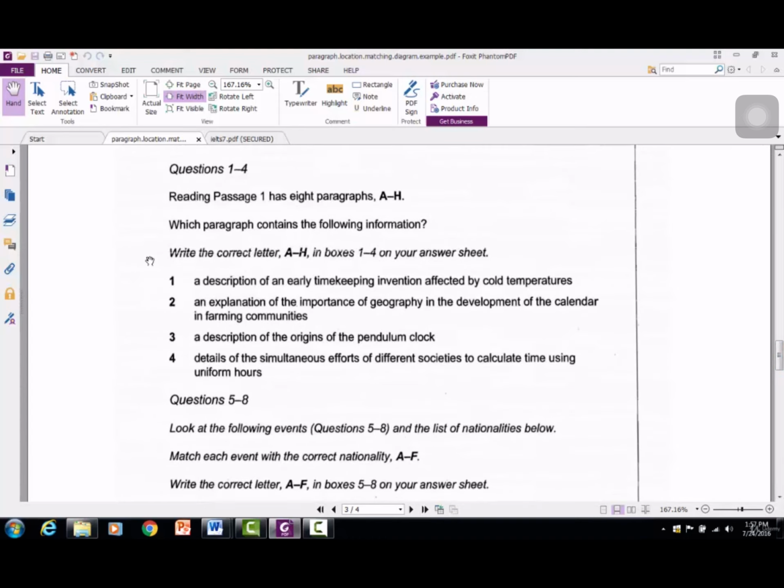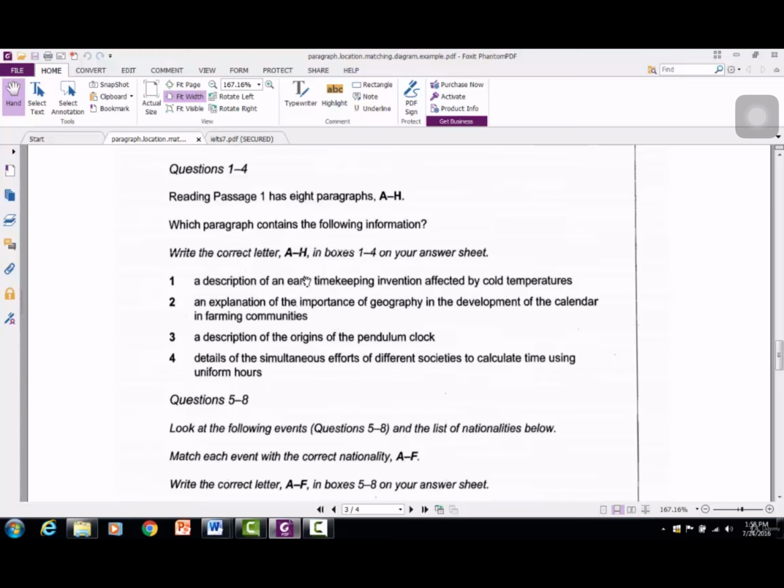Now, as I explained in the strategy, we want to first look at the keywords in the paragraph location question. When I say keywords, let me be clear about that. I'm talking about nouns and verbs, subject, object, verb, or subject, verb, object. That's what we're looking for, the subject and the object, the nouns and the verbs.